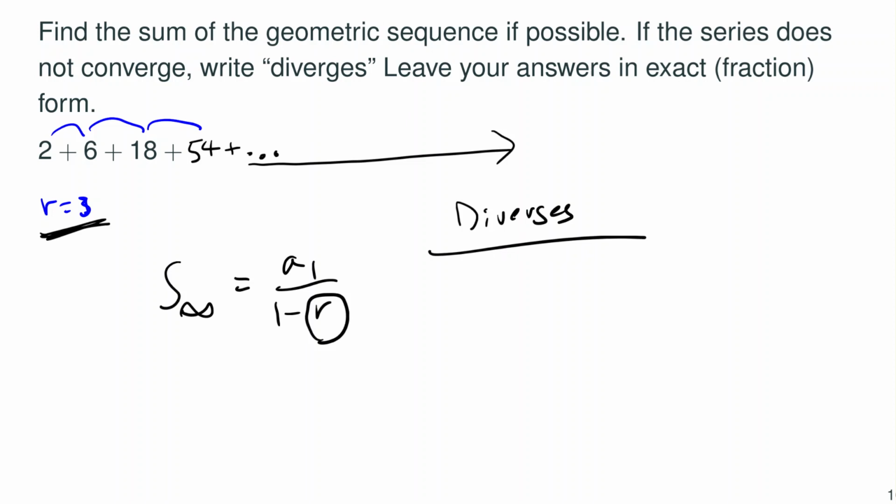Okay. So for infinite geometric sequence sums, or geometric series, we need to pay attention to the common ratio. The common ratio is 3, so it gets bigger and bigger. Right.